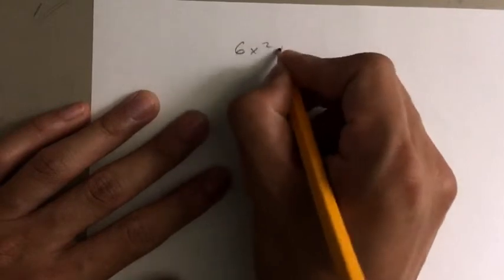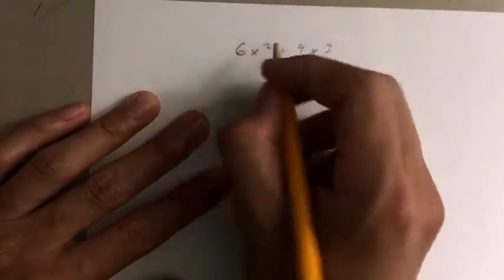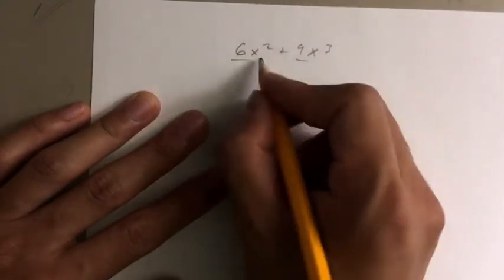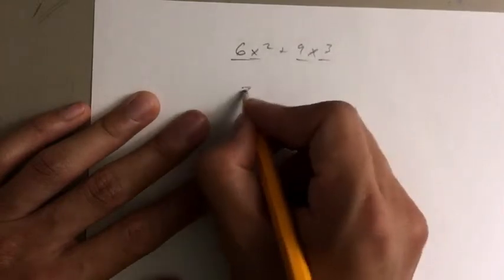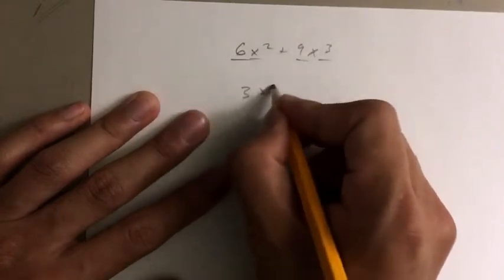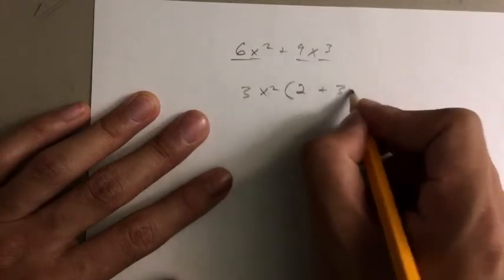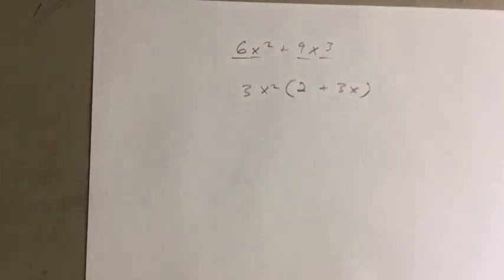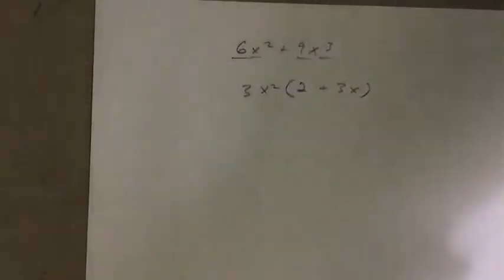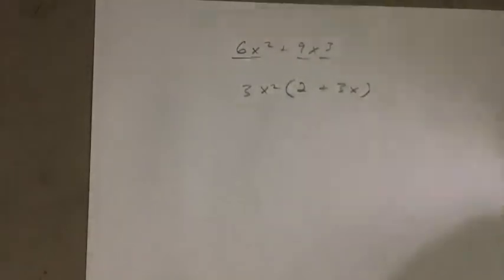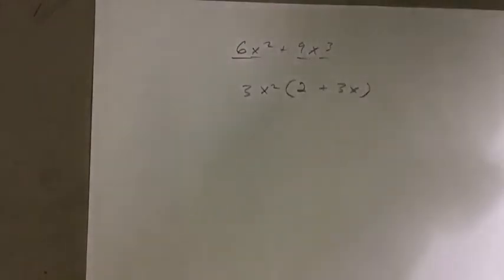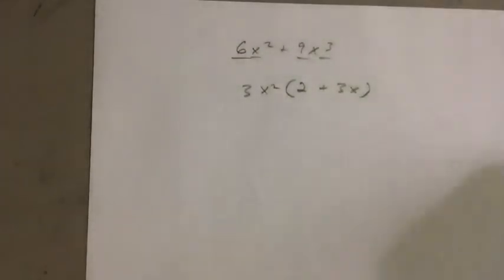Just look for what you can pull out of something. So if you have like 6x squared plus 9x, then you just say, oh, they share a 3 in common. They also share this x squared in common. So just pull out a 3, x squared, we have 2, and then we have 3x. So that's how you do it. That's all you gotta do for factoring. And just remember those rules and you'll be fine. Do a lot of practice problems, just look up online hard factoring problems and you'll just learn them eventually.